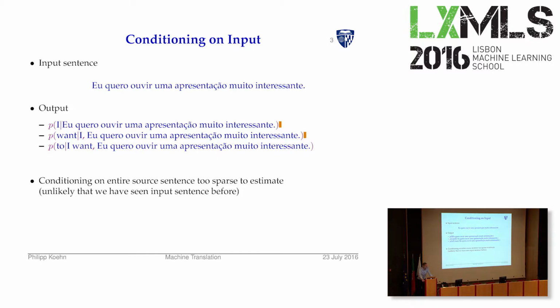So that's going to be a bit hard to estimate. If you just think about probability distributions as learned from data, if you haven't seen the sentence in your training data at all, you actually have absolutely no statistics whatsoever to estimate probability distributions. So we have to be a bit more careful about what we're conditioning on.